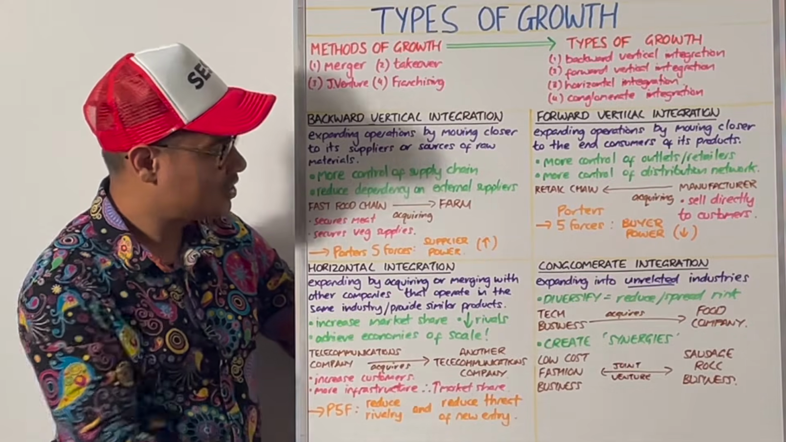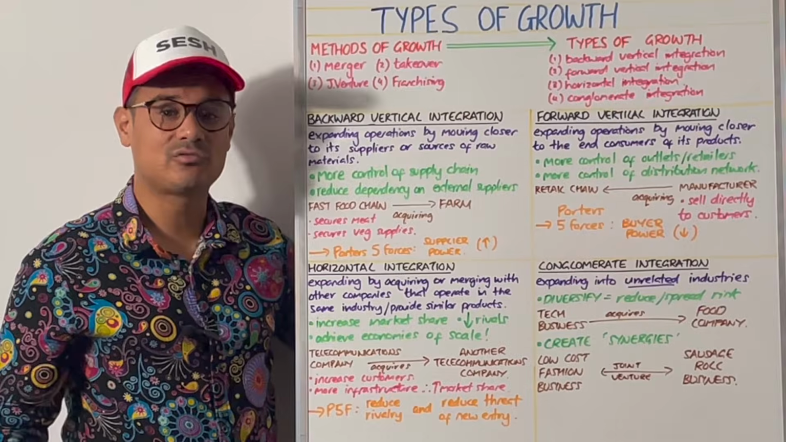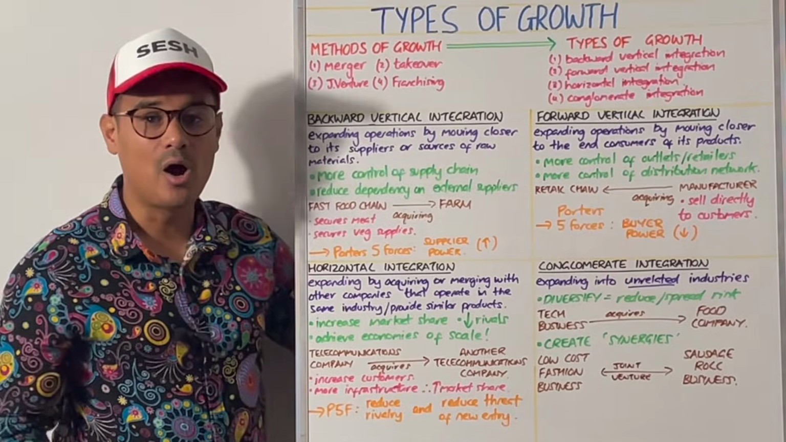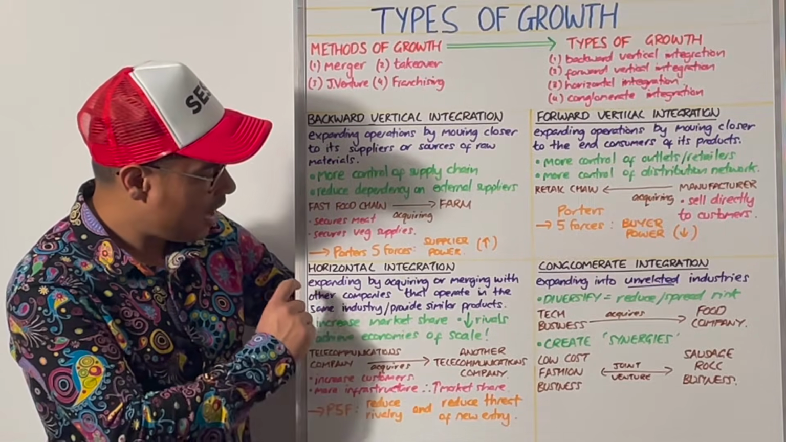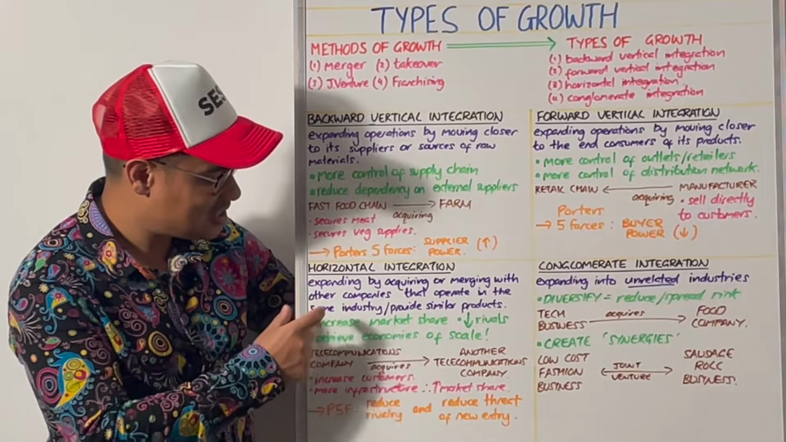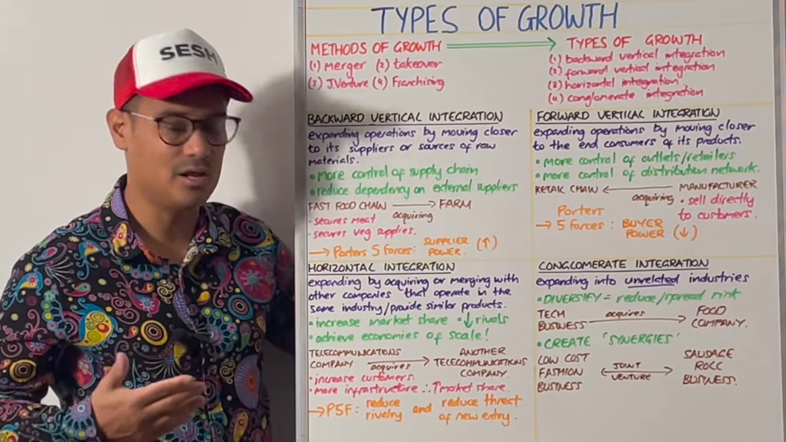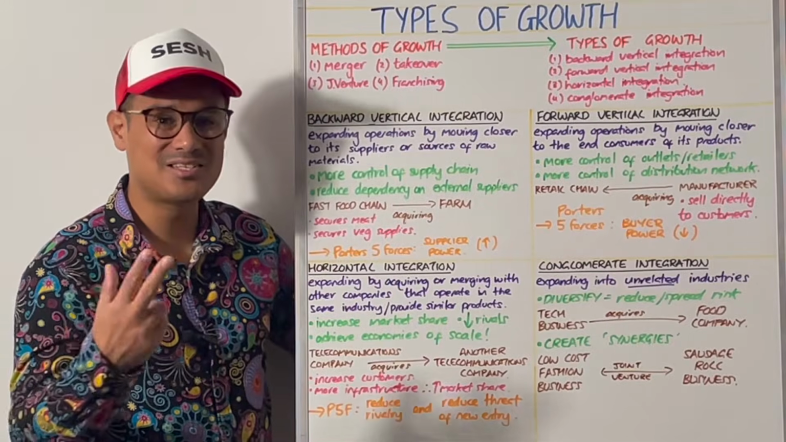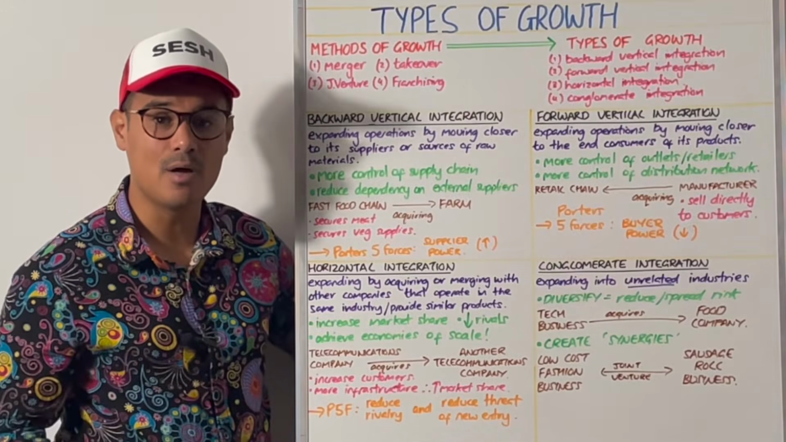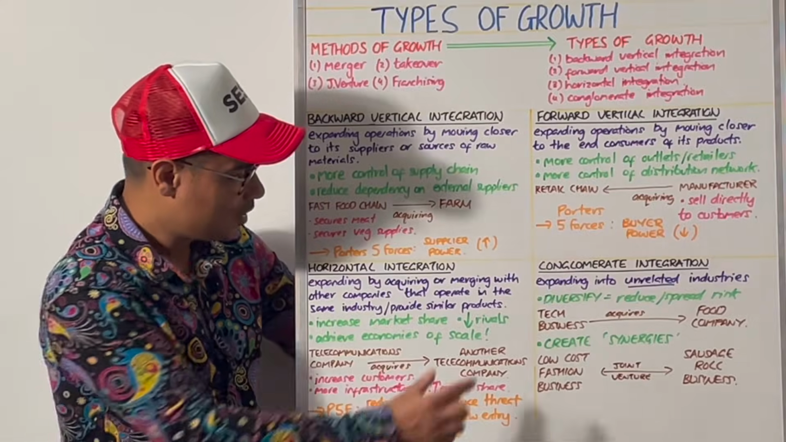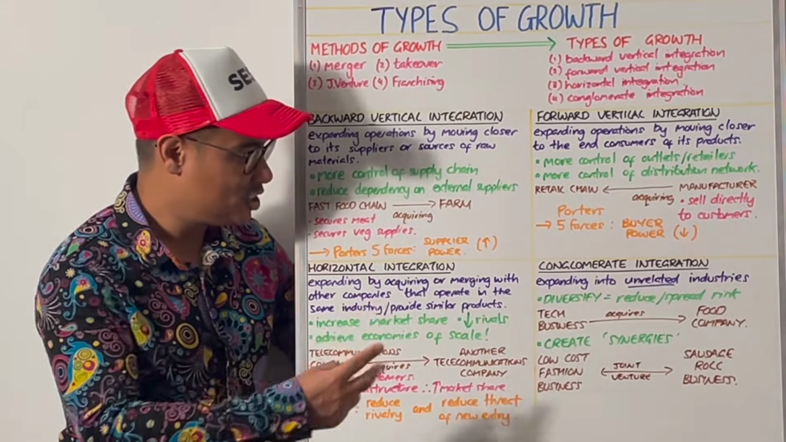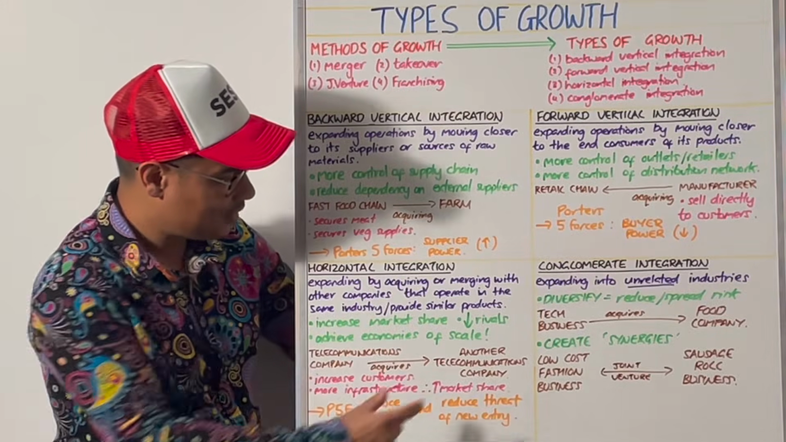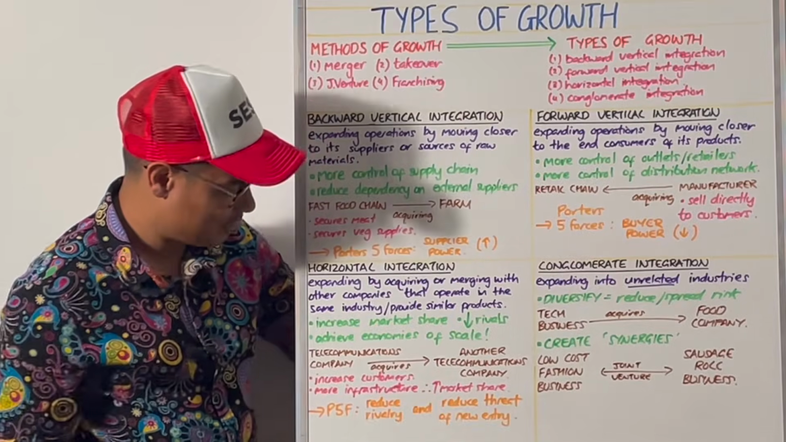Now, horizontal integration is the third. Horizontal integration is expanding by acquiring or merging with other companies that operate in the same industry or produce similar products. Why you do this? Well, increase your market share. So it's two similar businesses that are being merged or one is acquiring the other. That will clearly, if you had two and now you have one after the takeover or the acquiring, then that will reduce the amount of rivals, of course.